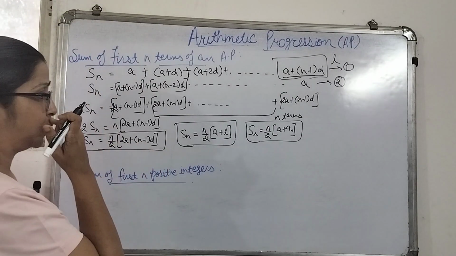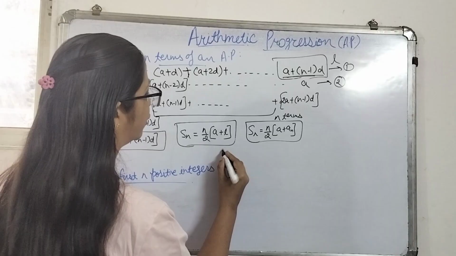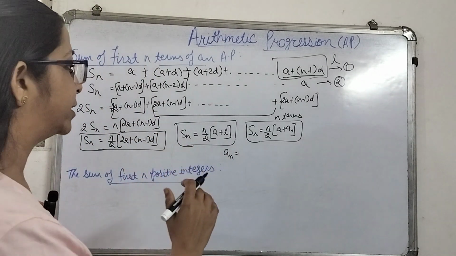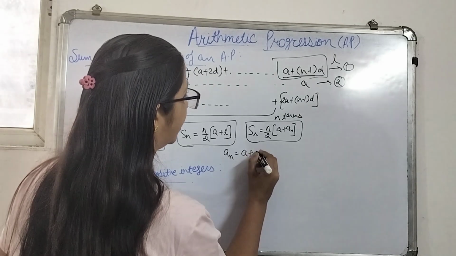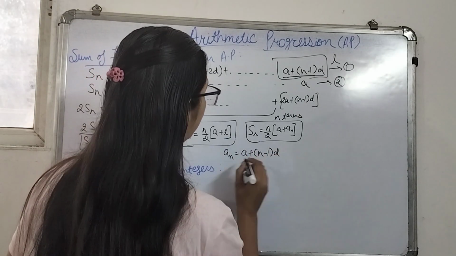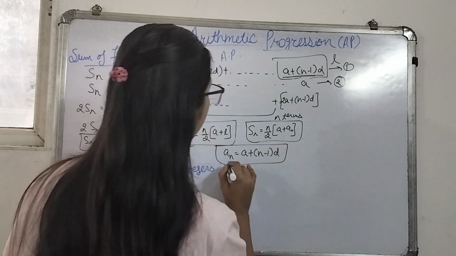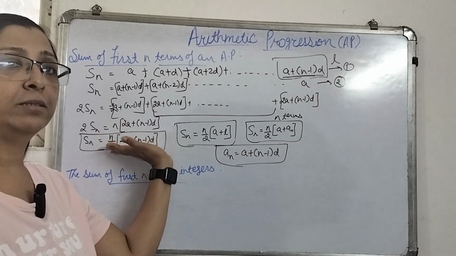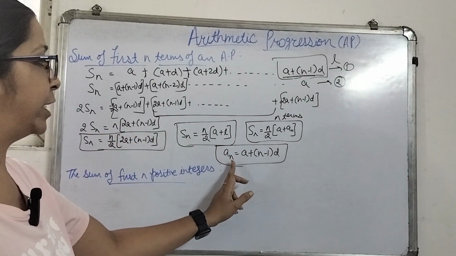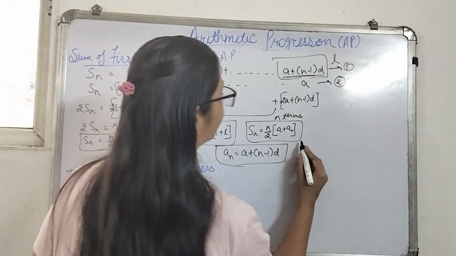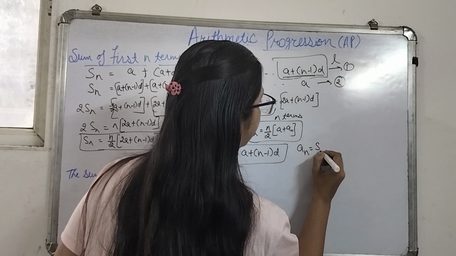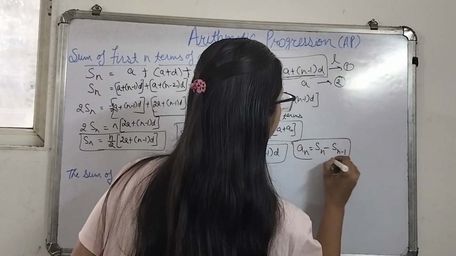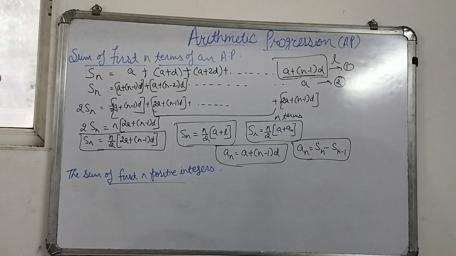Now if this is the formula, another formula we can derive from here is for finding an. What we just learnt is that an is a plus (n minus 1) into d. This is the formula for finding the nth term of an AP. But in terms of the sum of the numbers, we can also find the value of an. How can we get it? So an could be Sn minus S(n minus 1). How can we find it out?